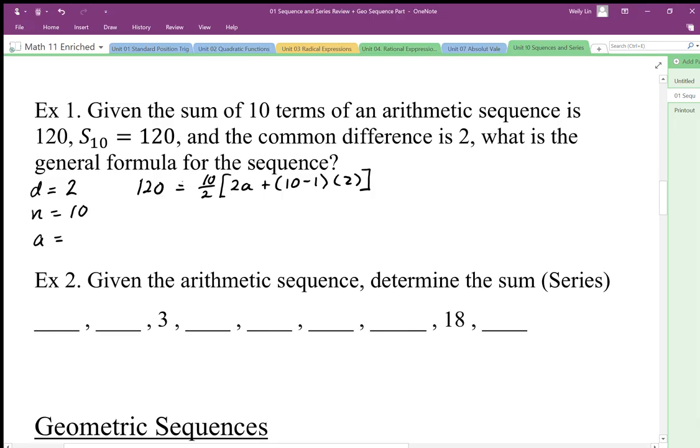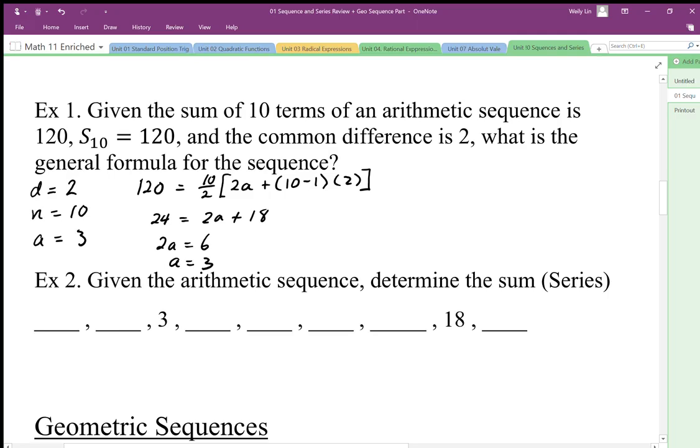So solve this. 10 divided by 2 is 5, so I'm going to divide both sides by 5. And I'm going to end up with 24 is equal to 2a plus 10 minus 1 times 2, which is 18. 2a equals 6, so a is equal to 3.